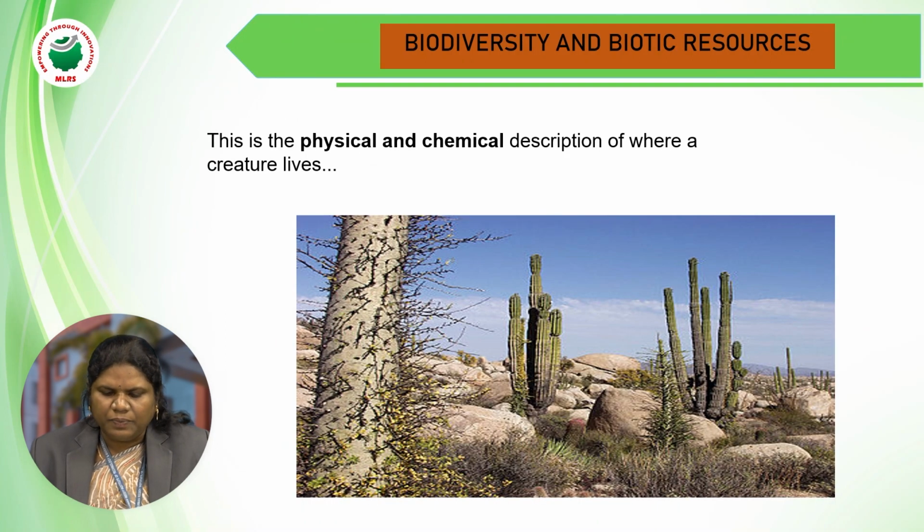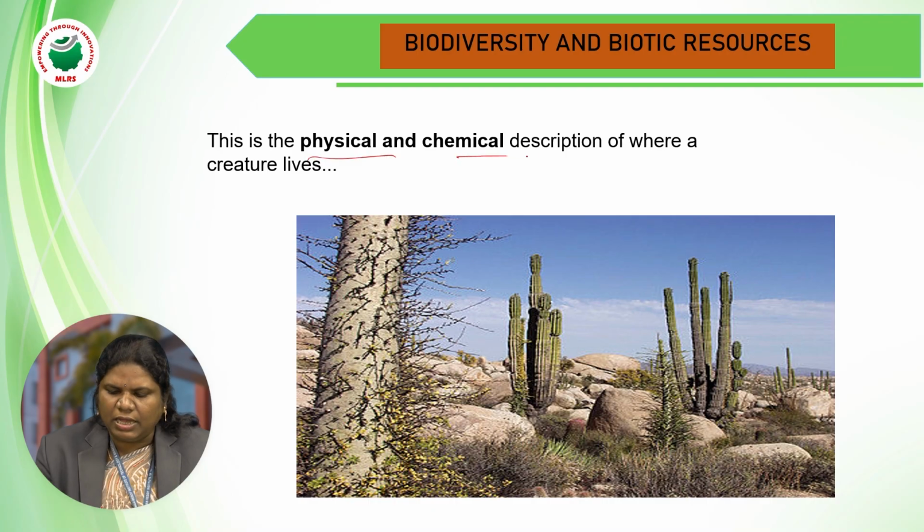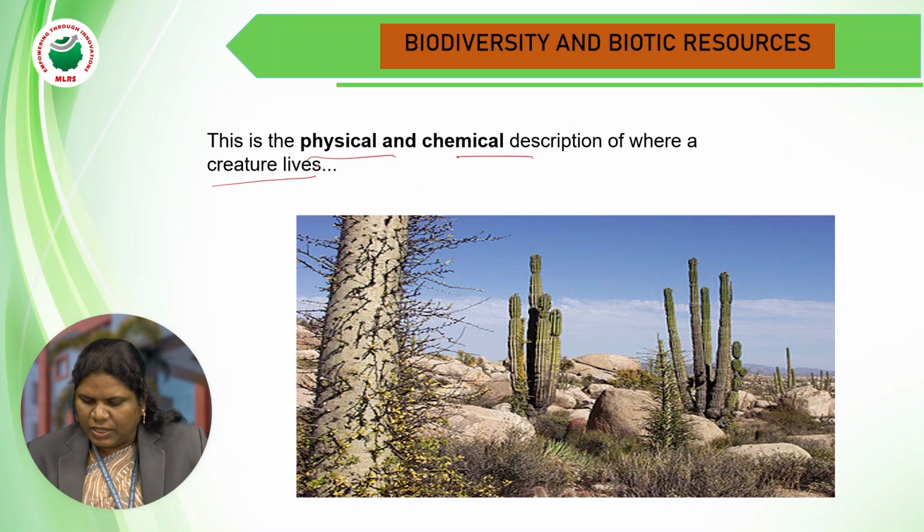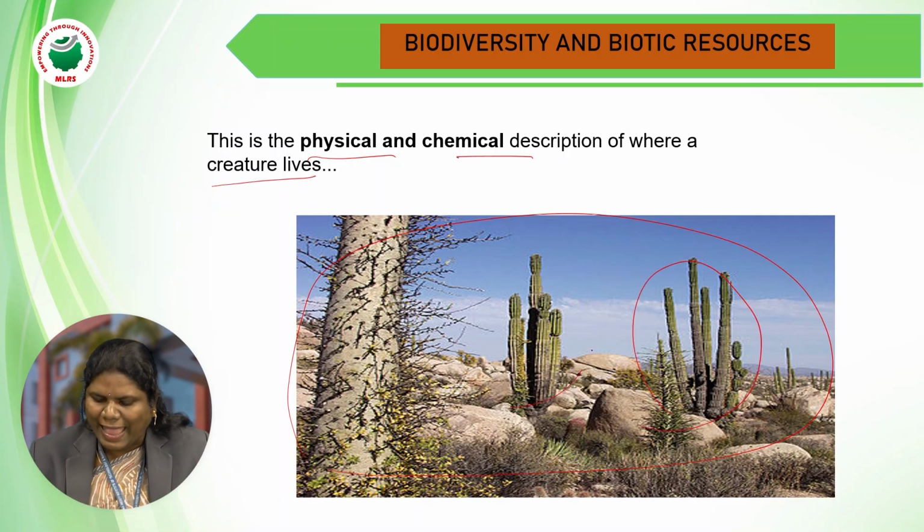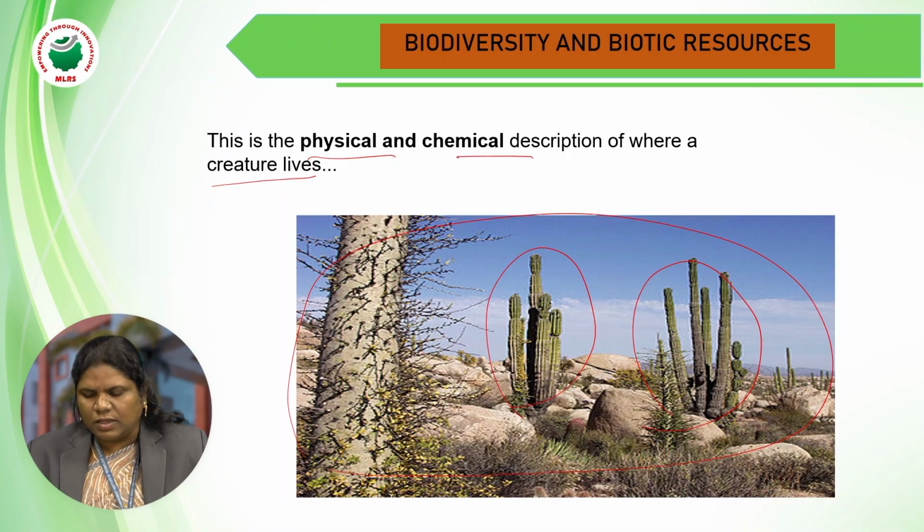And next, this is the physical and chemical description of where a creature lives. Here we can see a desert area. In this desert area, some plants can sustain. These are called cactus. They can live without water for so many days.